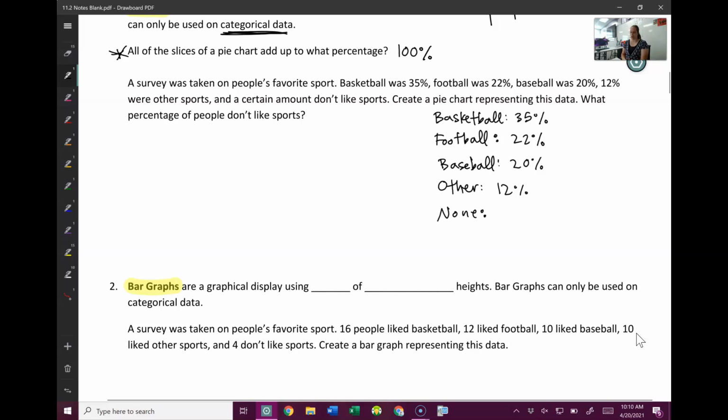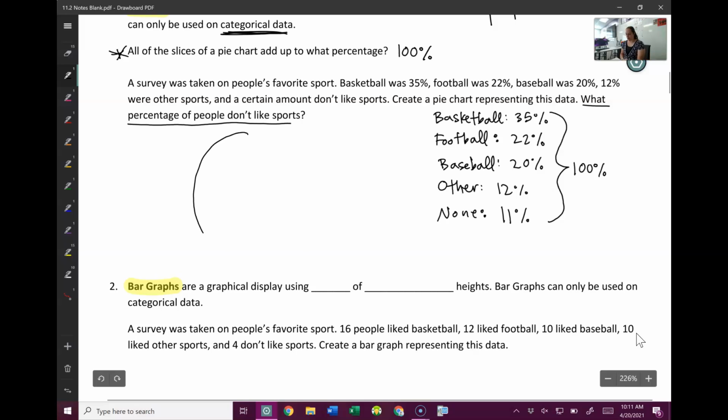So the first question it asks is, what percentage of people don't like sports? Well, we know that all of these percentages must add up to 100. So all we need to do is 100 minus the ones we've got, and that gives us 11 left over. So 11% of people don't like sports at all. So now we're going to use all of this to create a pie chart.